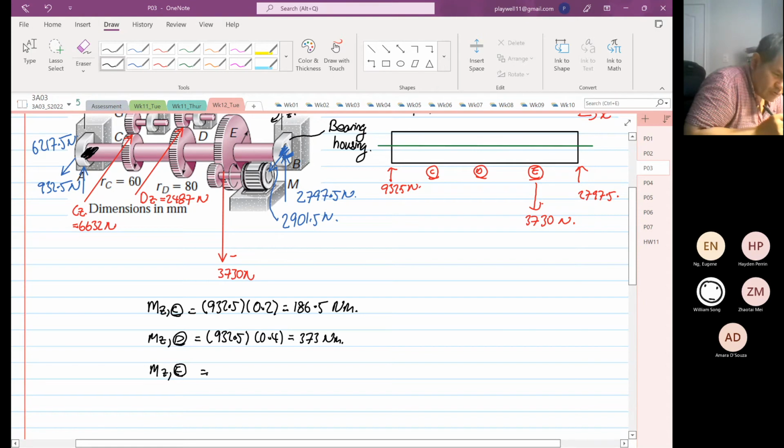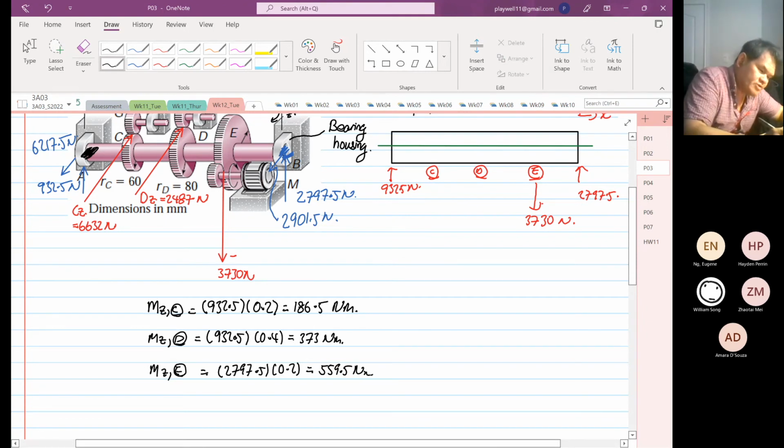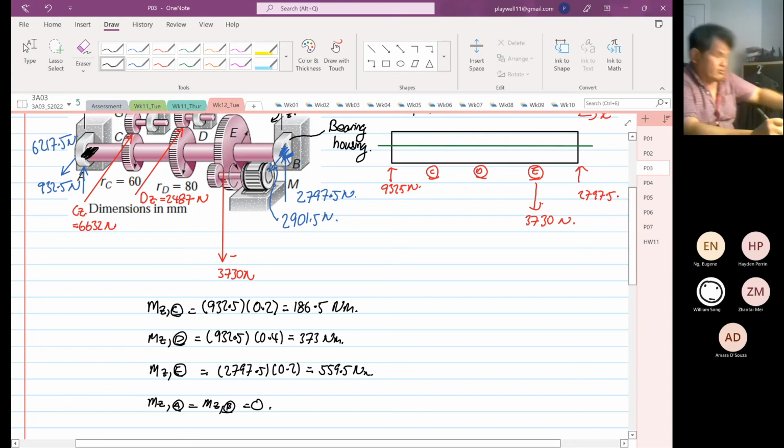Then moment Z at point E is equal to 2797.5 multiplied by 0.2. So 2797.5 gives you 559.5. We also know that moment Z at point A is equal to moment Z at point B, and they're both equal to zero.